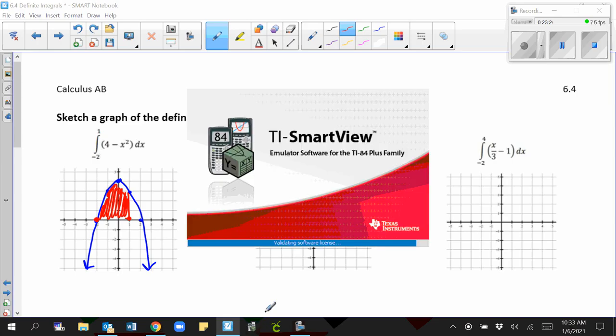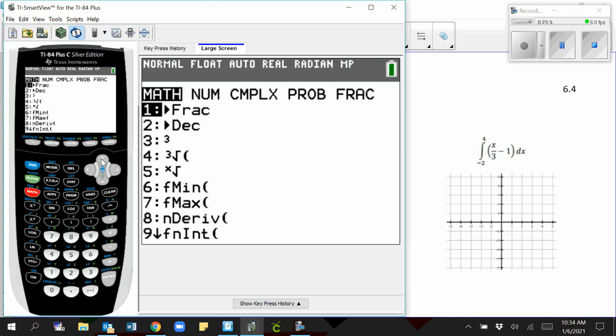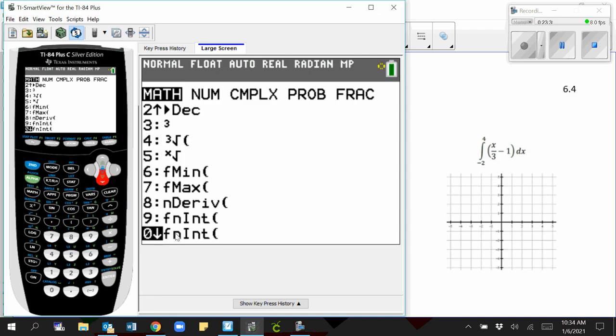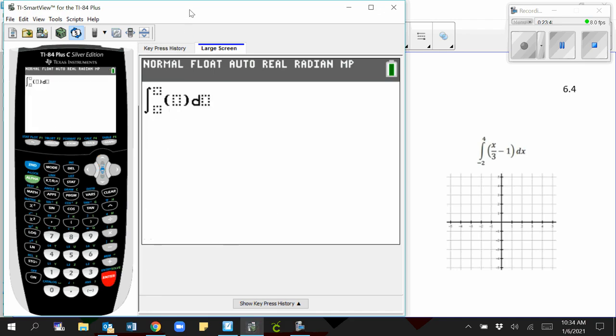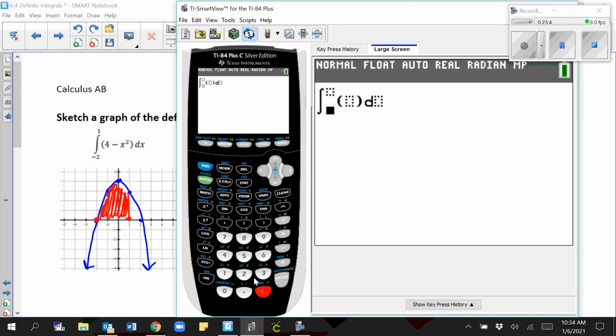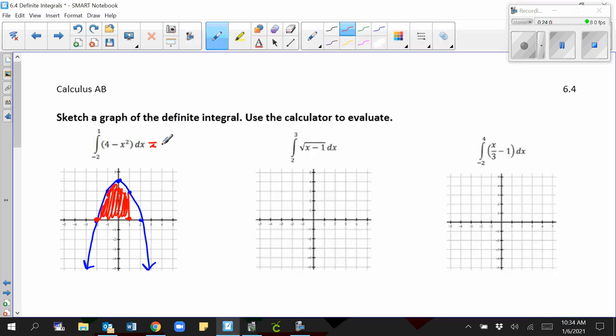So give me a second while my calculator app opens on my computer. So what I'm going to do is I'm going to hit math, and then I'm going to scroll down to this option 9 right here, the fnInt, a definite integral. Oh, too far. So the example that we're looking at over here, it's going from -2 up to 1, and my function is 4 minus x squared, and then I'm going to put that x over here on the end for our dx. And I'm going to hit enter, and it pops out the area for me. So this one equals 9.